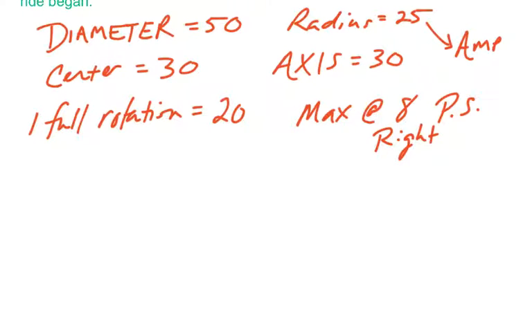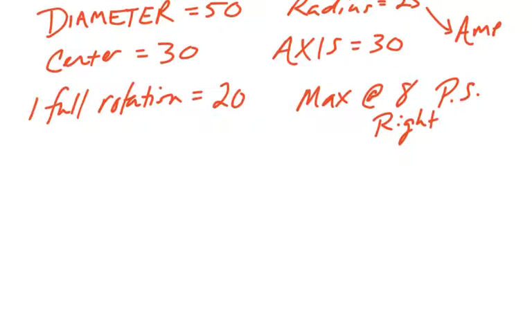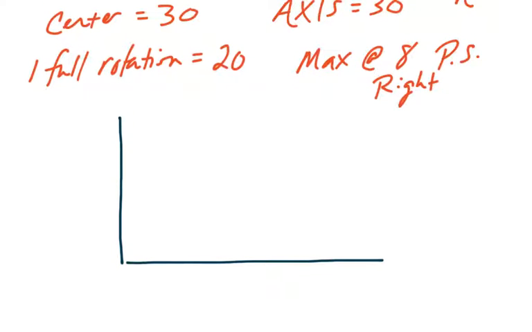So if I was to take this information and draw a graph, I would have my axis of rotation at 30 meters. My maximum point would be 55 because that's 25 meters above 30. My minimum point would be at 5. And then we have this phase shift to the right 8.